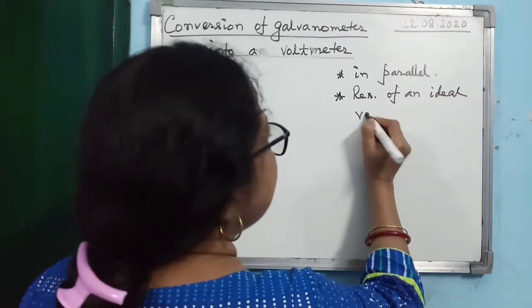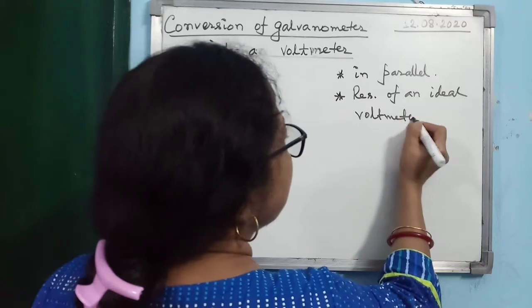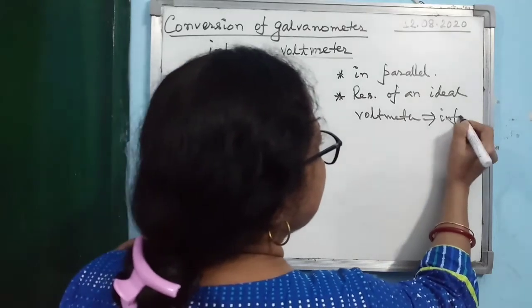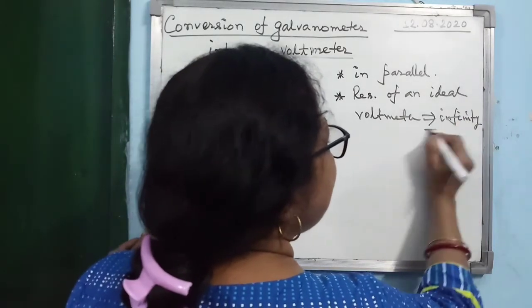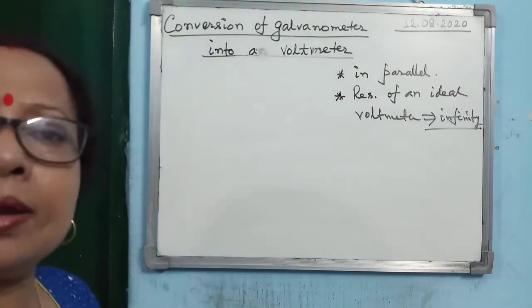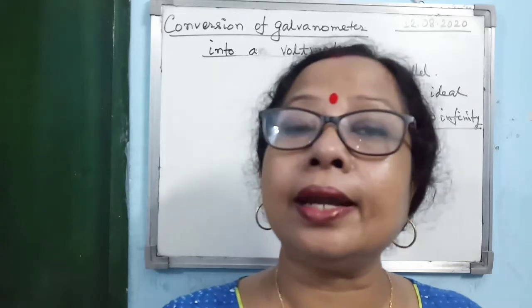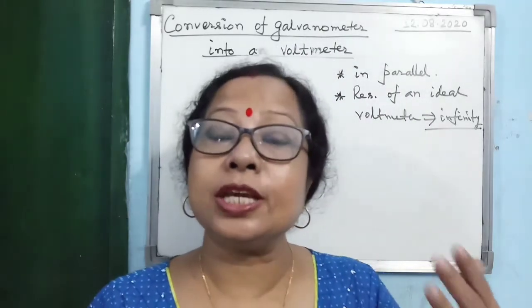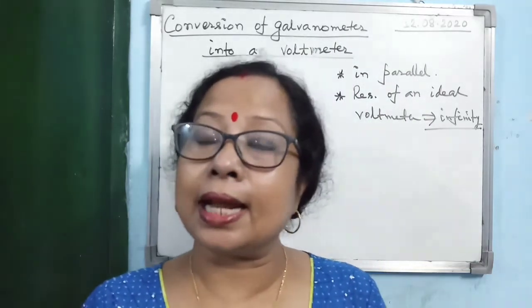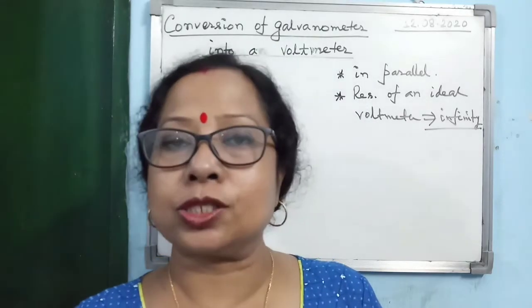The resistance of an ideal voltmeter should be infinity, that is, very large, as much as you can make. What was the resistance of an ideal ammeter? I said an ideal ammeter should have zero resistance, so that it can allow the entire current to pass through it.